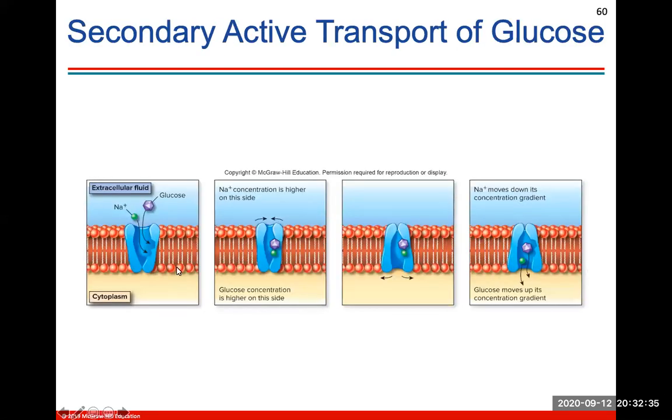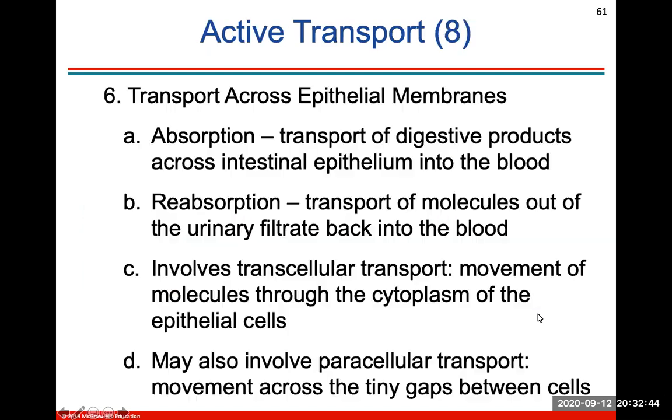So here's just a look at the extracellular fluid, how sodium and glucose are co-transported into the cytoplasm. And you can see that here.